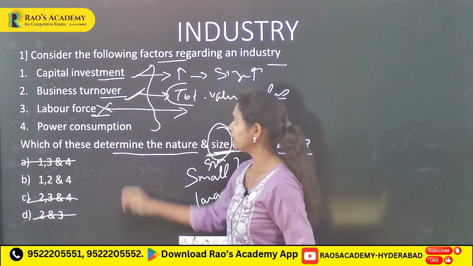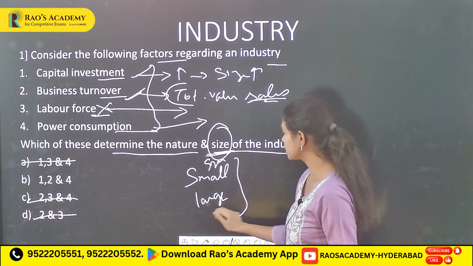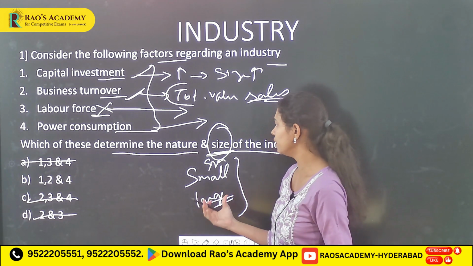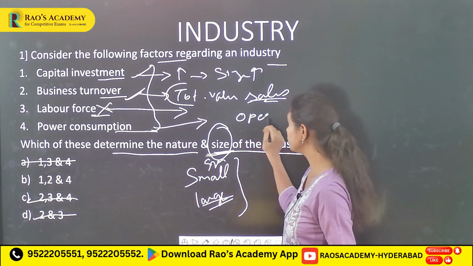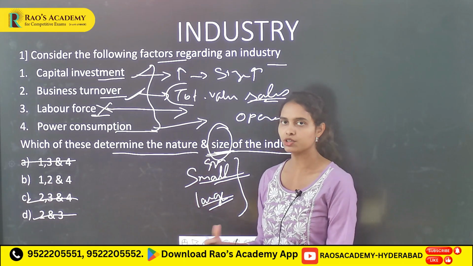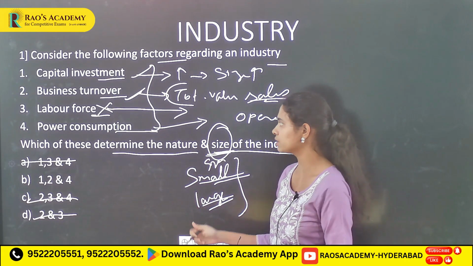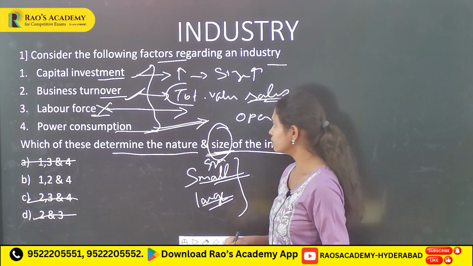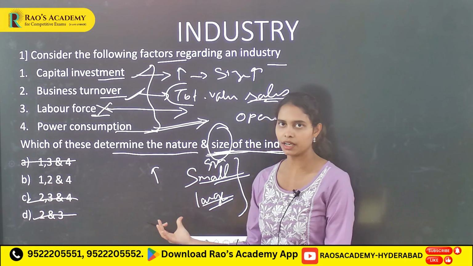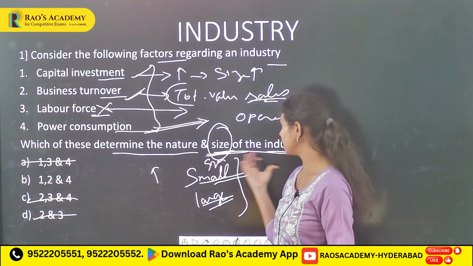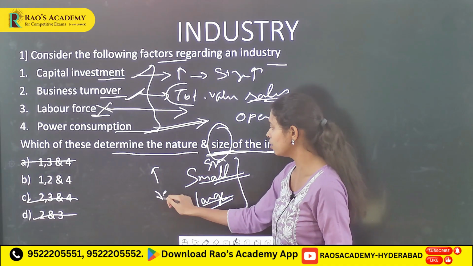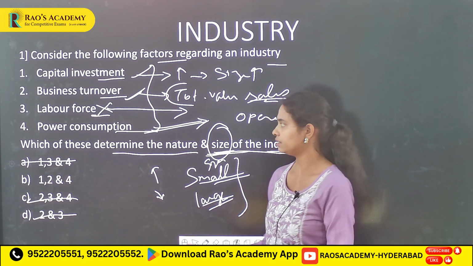Then followed by the power consumption. Usually large scale industries consume a huge amount of power in order to operate different huge equipment, whereas small scale industries take less power consumption when compared to large scale industries. So power consumption will also determine the size of the industry. If the power consumption is high in a particular industry, we can determine it as a large scale industry. If the power consumption is less, we can determine that industry as a small scale industry. So the fourth one is a correct one.